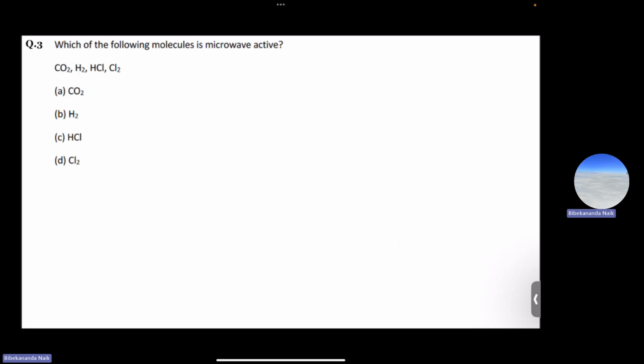Question number 3 says, which of the following molecules is a microwave active molecule? Options are: option A CO2, option B H2, option C HCl, and option D Cl2. We had also discussed this concept in the beginning of our instruction session. I don't think there will be any problem. So after a few minutes, we will discuss what the correct option is.